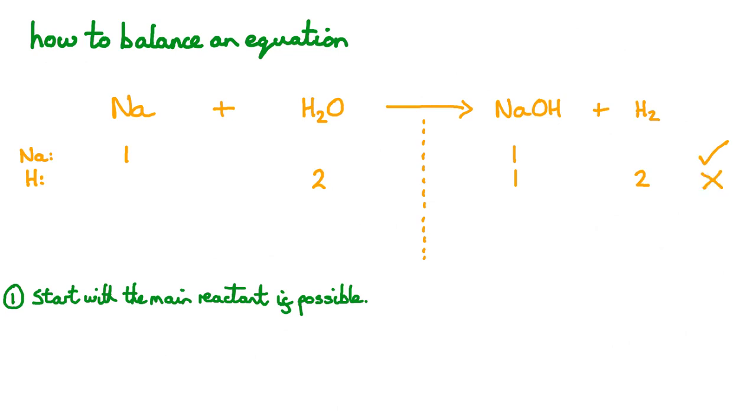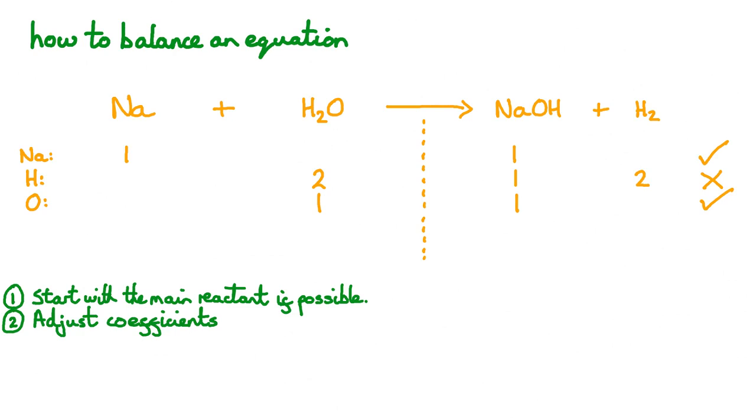Now let's go through and do our oxygen atoms. We can see that we have 1 oxygen atom in our reactants and 1 on our products. So the oxygen atoms are balanced for now. The next step to create a balanced equation is to add coefficients in front of some of the reactants and or products in order to change the number of the hydrogen atoms.